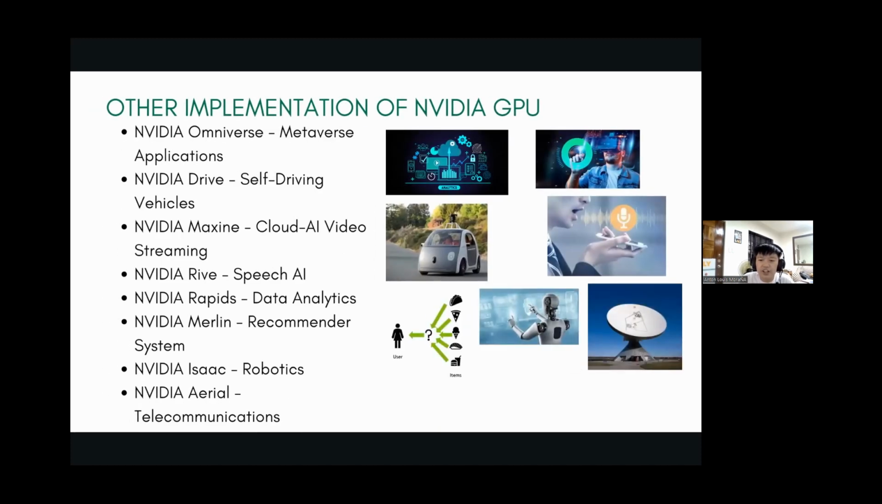So there are a lot of implementations of the Nvidia GPU, like Omniverse for metaverse applications, Drive for self-driving vehicles, Maxine for cloud AI video streaming, Riva for speech AI, Rapids for data analytics, Merlin for recommender systems, Isaac for robotics, and Aerial for telecommunications. Next slide, please.